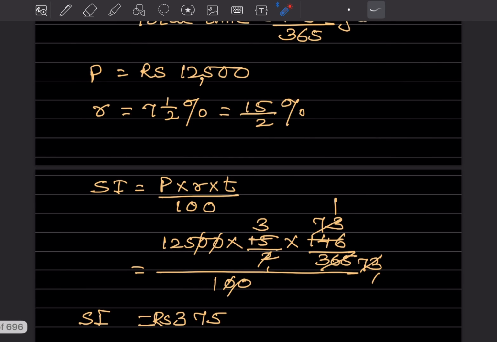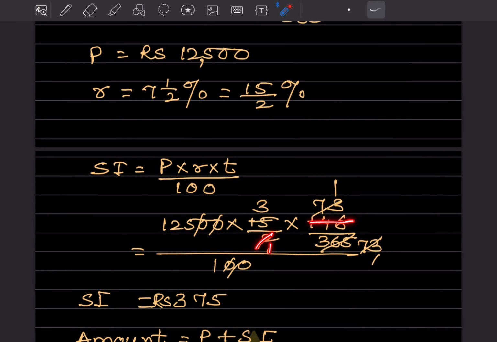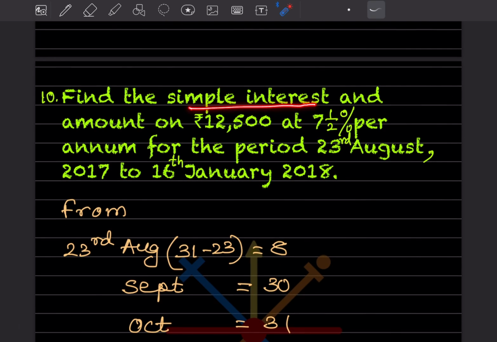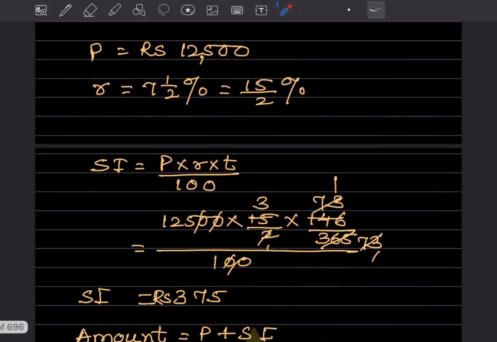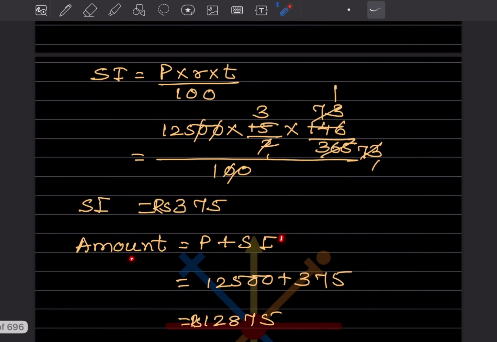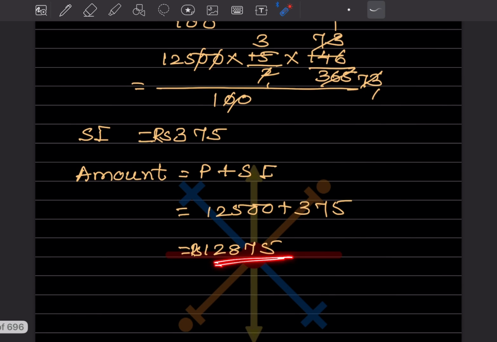So here there will be 2 1s and 2 73s, and 73 and 73 get cancelled out. So this is going to be 375. So now we wanted the simple interest and the amount. So whatever we got, this is the simple interest. You have seen in the previous problem that amount is principal plus simple interest. So the principal is given, which is 12,500, and the simple interest we got is 375. So when you add this, that is going to be 12,875.